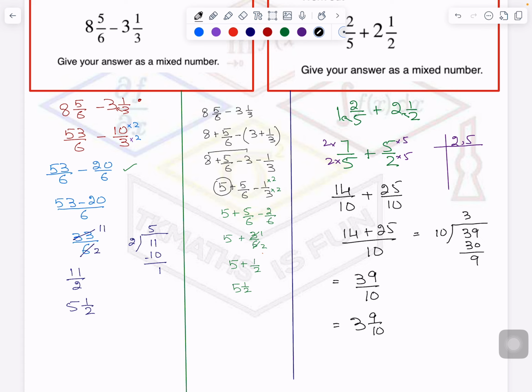So I hope you understood it. In the next video, we will see the multiplication and division of fractions.